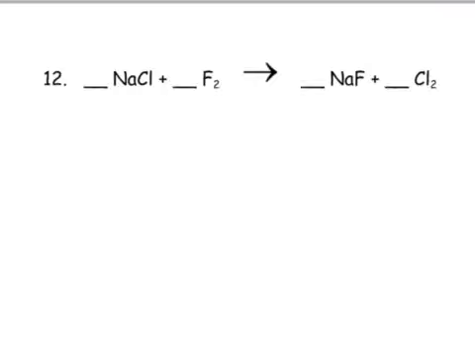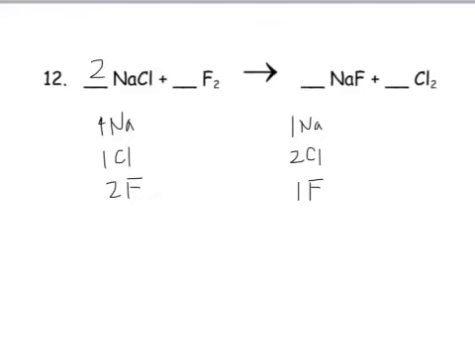And number 12, let's see, we have 1 sodium, we have 1 chlorine, we have 2 fluorines. Products, 1 sodium, 2 chlorines, and 1 fluorine. Alright, if I put a 2 in front of here, sodium becomes 2, chlorine becomes 2. I need to put a 2 in front of the sodium fluoride. This becomes sodium's a 2, fluorine's a 2, 2 of everything.